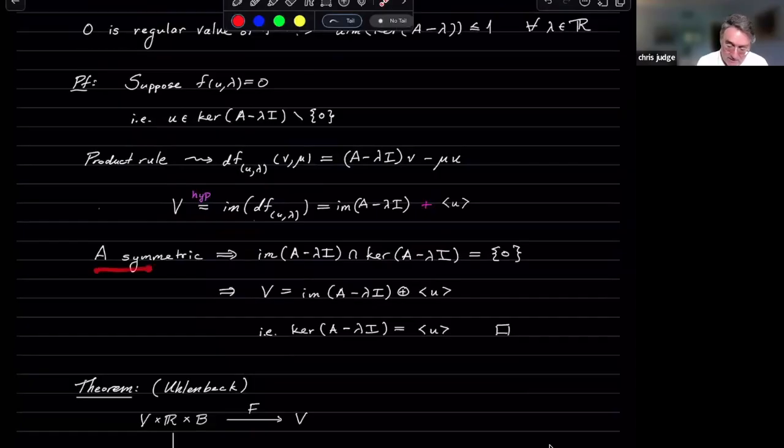But because A is symmetric, I know that the image doesn't intersect the kernel, because the kernel is orthogonal to the image. Anyway, it's this trivial intersection for symmetric A.